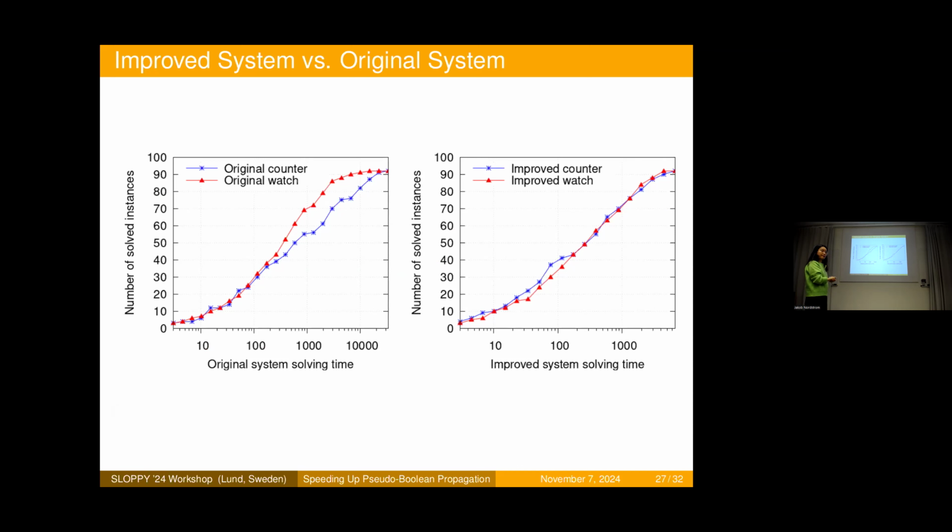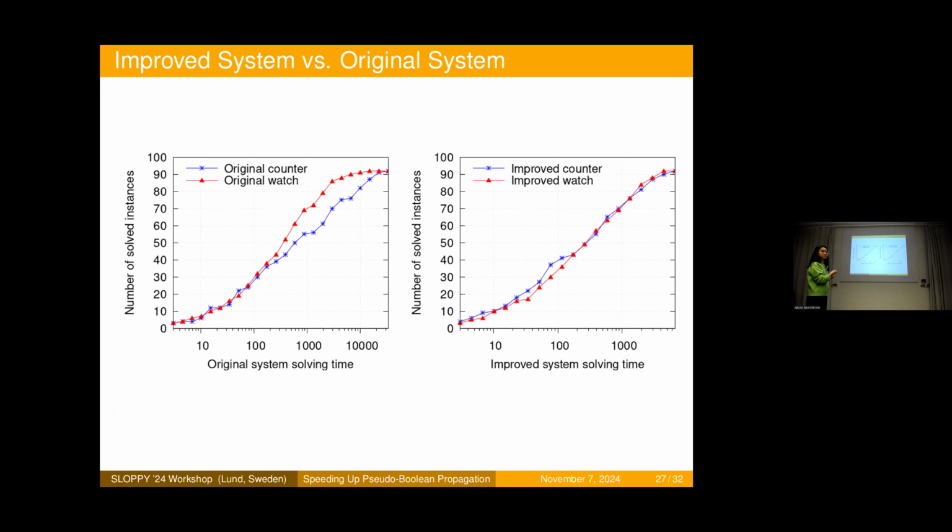And what do we see from these plots? We see that the new system is clearly better, and the curves also seem fairly close. So the goal of this slide is not quite to show how good our improvements are, but rather to show that on the original system, it's obvious that the watches are much better than the counters. Whereas after our improvements, they tend to be very similar.